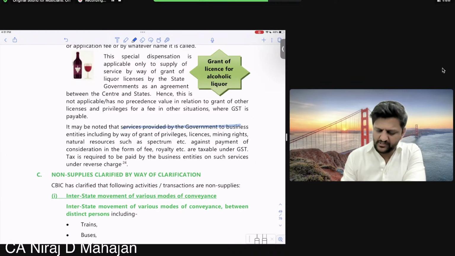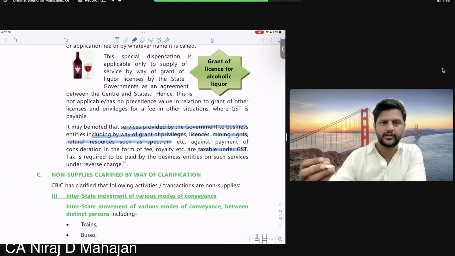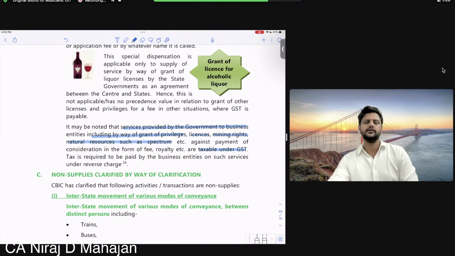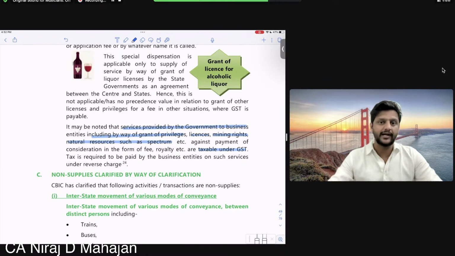Services by government to business entities. Business entities means business units, including by way of grant of privileges, licenses, SEZ, mining rights, natural resources. So the spectrum also, spectrum you understand, no? For your telecommunication, grant of spectrum license against payment of consideration in form of fee or royalty, they are taxable under GST. The government is authorizing them, whatever benefits and licenses are being issued, but that is a supply. On that, GST will be applicable.